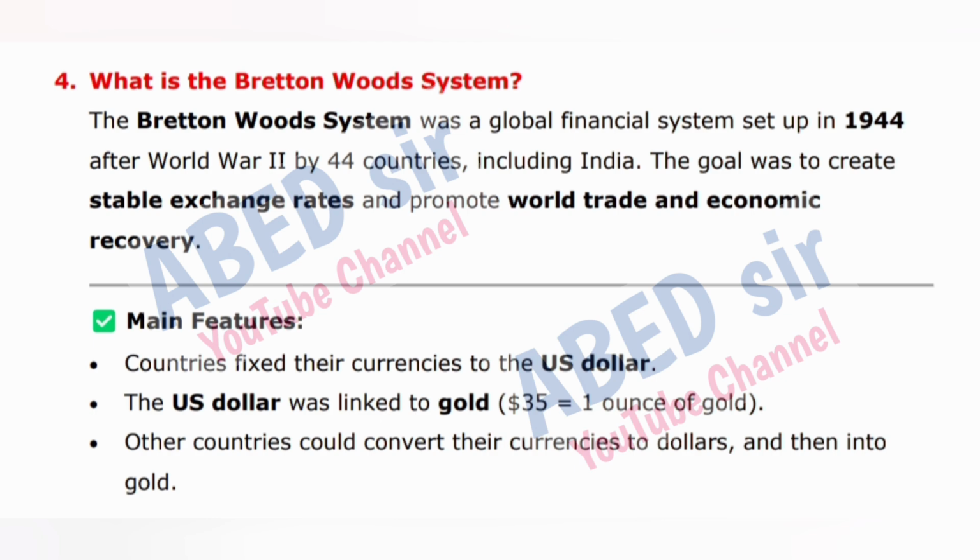The Bretton Woods system was a global financial system set up in 1944 after World War II by 44 countries, including India. The goal was to create stable exchange rates and promote world trade and economic recovery. Main features: countries fixed their currencies to the US dollar. The US dollar was linked to gold. $35 is equal to 1 ounce of gold. Other countries could convert their currencies to dollars and then into gold.